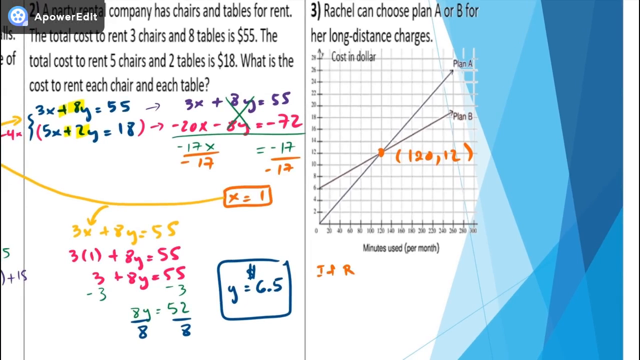If Rachel uses exactly 120 minutes a month, she will pay $12. Okay, so $12 is on both plans, either plan A or plan B. If she uses exactly 120 minutes, she will pay exactly $12.